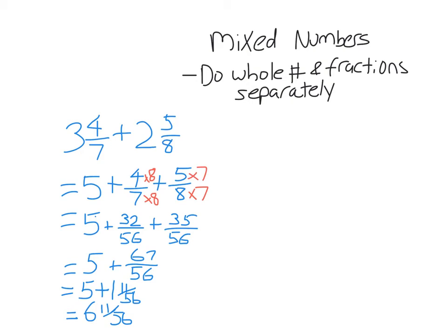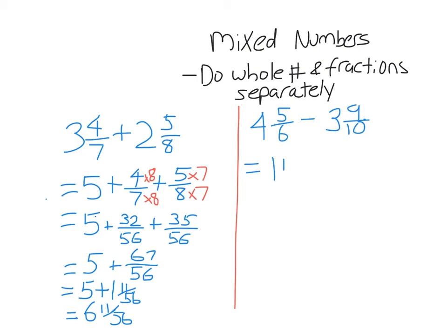All right, let's now do one where we're subtracting one mixed number from the other. So let's do 4 and 5 over 6 minus 3 and 9/10. I'm going to do the whole number part separately. So 4 minus 3 is 1. And then we have plus 5 over 6 minus 9 over 10. So now we're going to figure out this sum here.